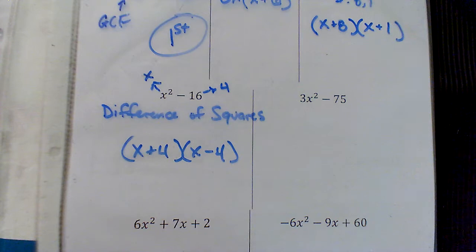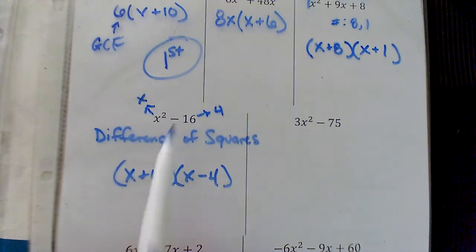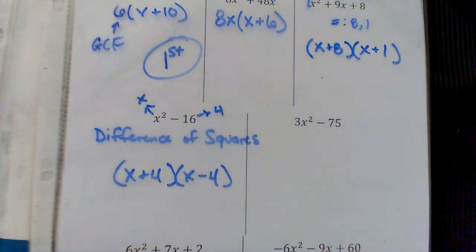What do you think, Lucas? It's a negative 16, so if you have to be multiplying, one positive, one negative, definitely, okay? They could also be positive and negative for another reason, Eli? There's no middle x, so x cancels out.